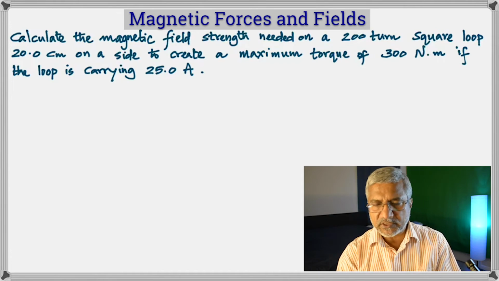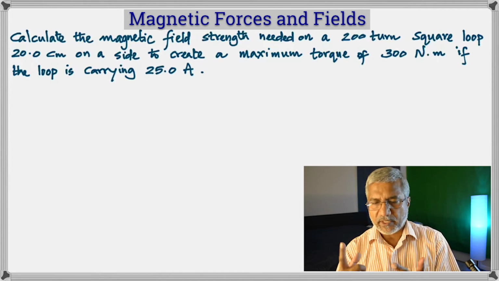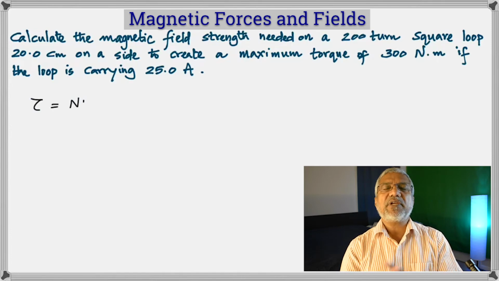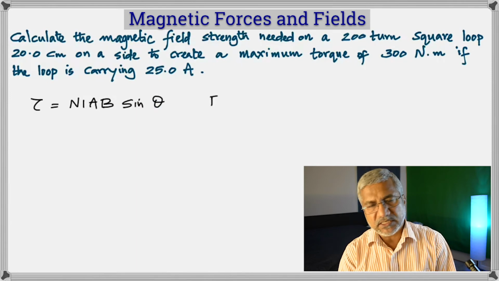You have the number of turns. You have the side, it's a square, so 20 centimeters. You have the maximum torque, and you have the current. We are asked to find the magnetic field. It's a simple case of substitution, because we know that torque is NIAB sine theta.